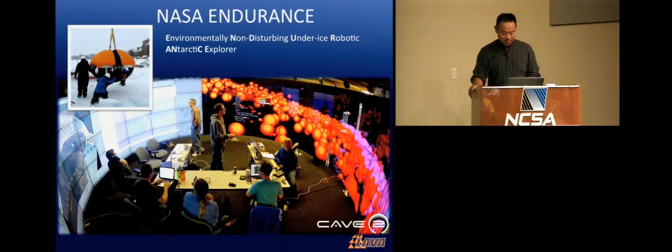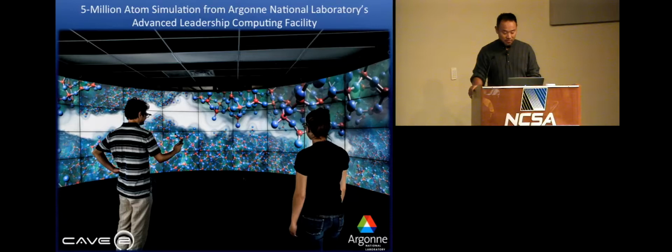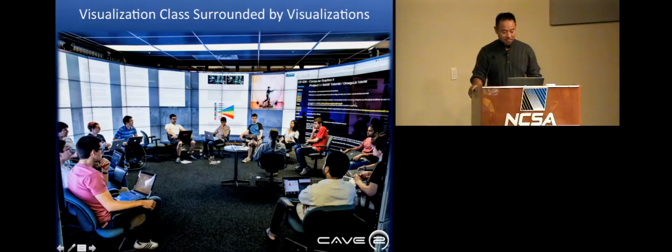This is the work of my postdoc, who's now here in Hawaii with Argonne, basically doing a supercomputing visualization of nanoscale structures, and you're flying through those in great detail. In Chicago, they teach a data visualization class inside the Cave 2, where students can throw their homework assignments up there for discussion. Cave 2s, if you buy it commercially, are $1.7 million.